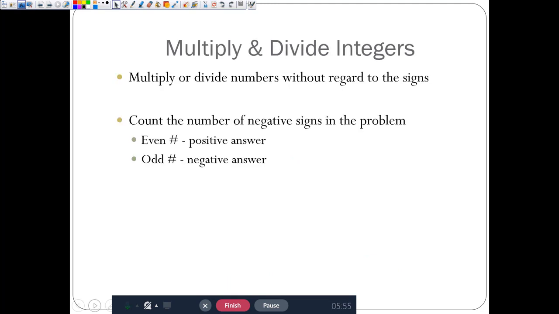Okay, multiplication and division of integers. So when we're multiplying or dividing numbers, without regard to the sign, count the number of negative signs in the problem. If there's an even amount of negative signs, the answer is going to be positive. If there's an odd amount of negative signs, the answer is going to be negative.